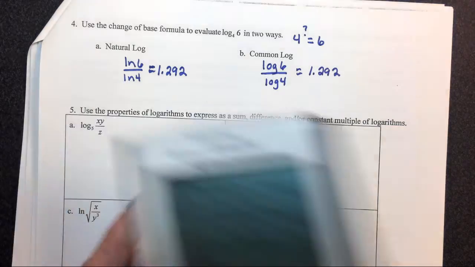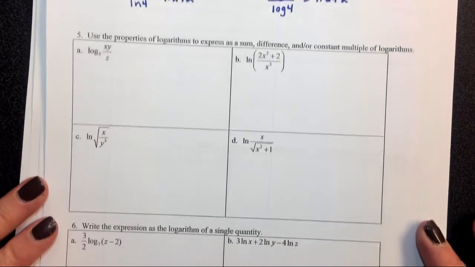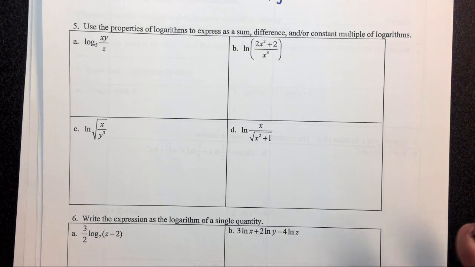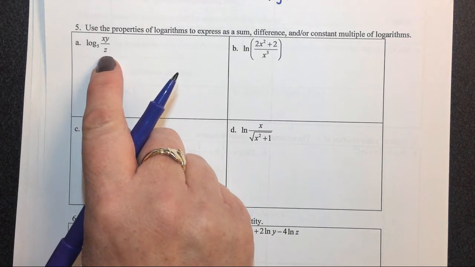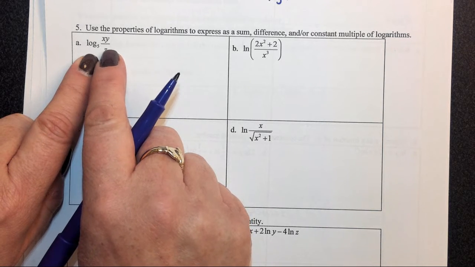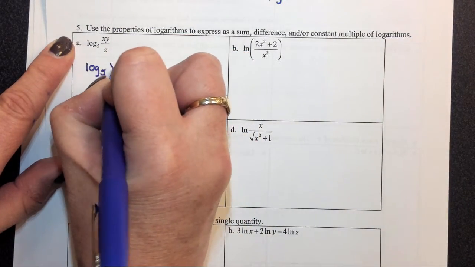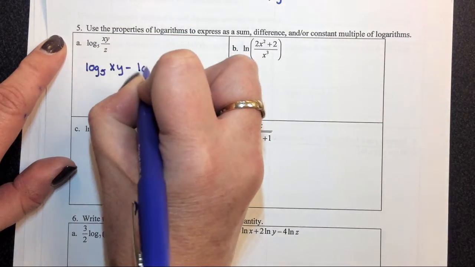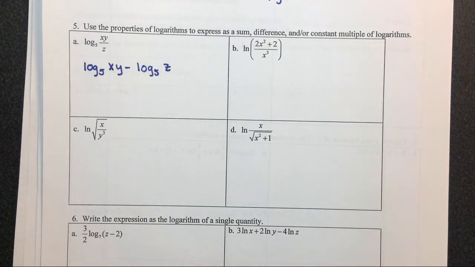And last year you had a lot of practice using your properties of logarithms to expand or condense expressions. So for example, when you take a look at 5a, log base 5 of x times y divided by z. Remember your quotient property of logarithms. You can break up this quotient and write it as a difference. So log base 5 of xy minus log base 5 of z. Remember doing this stuff last year?